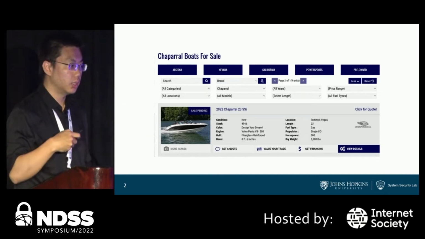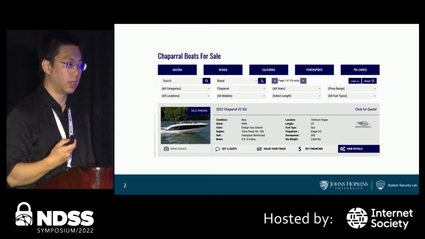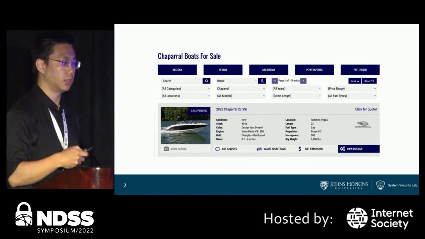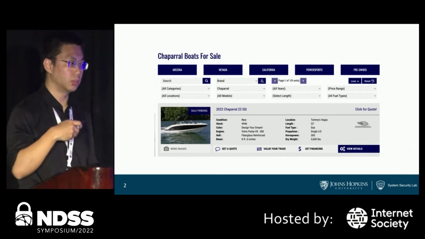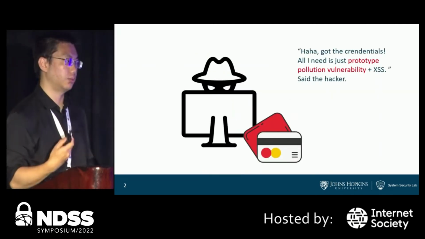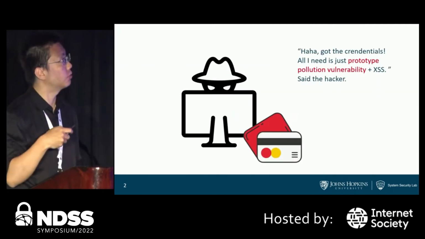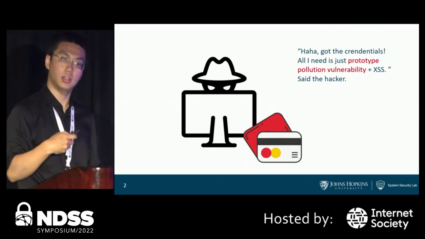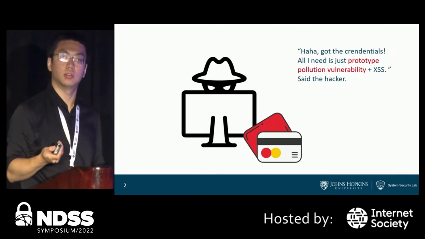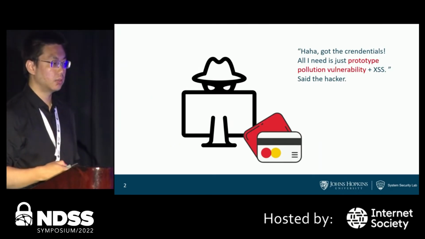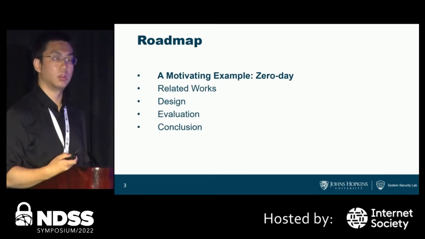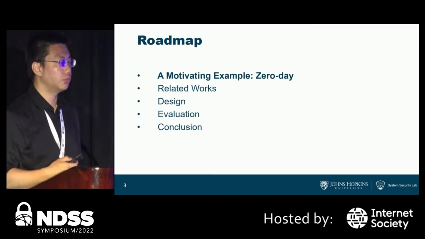However, in the meantime, you are not aware that by the time you click on that link, you are automatically sending your credentials to a hacker somewhere in the world. And the hacker could say, haha, it's super easy to get the credentials. All I need is just prototype pollution vulnerability and cross-site scripting. Oops, this is not good news for you. So what's happening over there? This story involves a zero-day vulnerability found by us and has not been fixed yet.